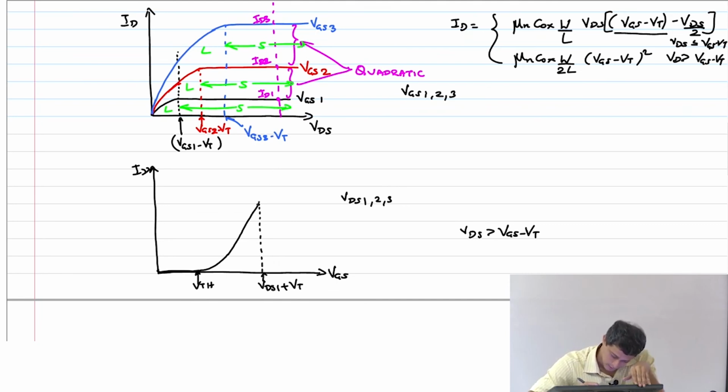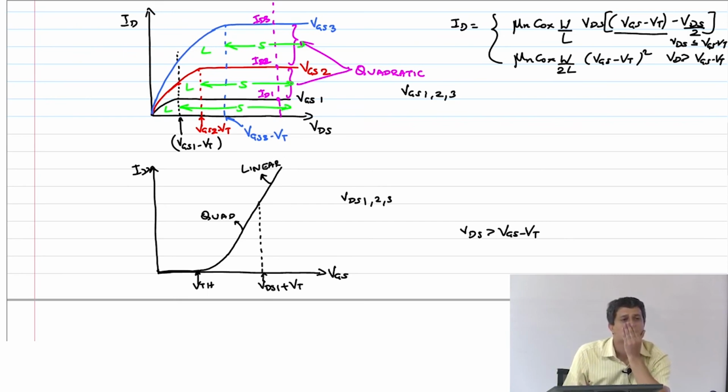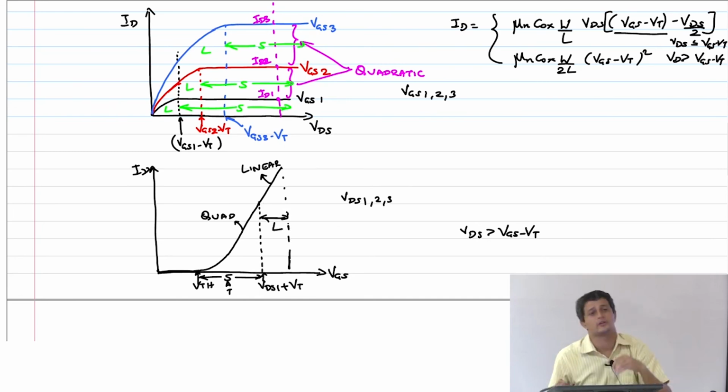I mean, let me draw it nicely. Since I am not able to show it, let me explicitly write it. This is quadratic. And obviously in this region this transistor is in saturation, SAT, and beyond this region it's in the linear region. Okay.